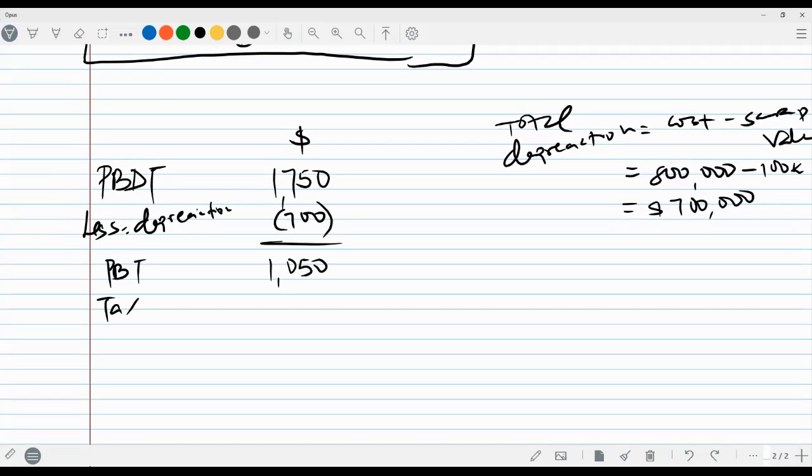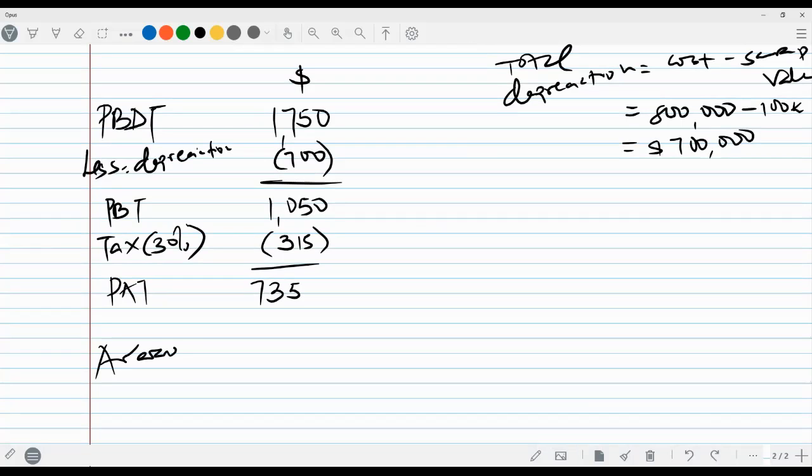And then you pay tax at a rate of 30%. Get how much? 30% of 1050 is 315. We have profit after tax. Therefore, for this particular case, we go to 735.